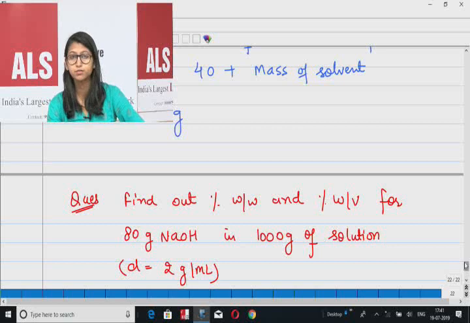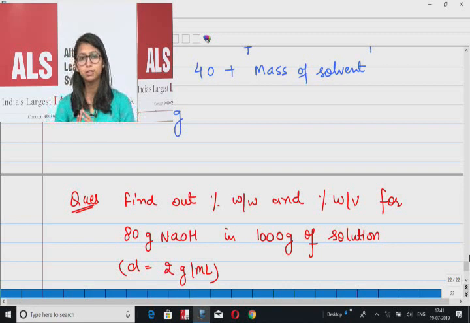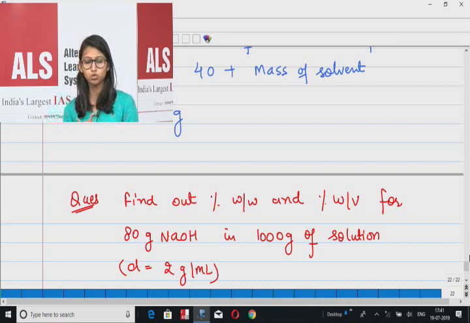This is the question in front of you, everyone. This time you have to find out the percent W by W and the percent W by V also for 80 grams of NaOH which is present in 800 grams of solution. I know that you people will very easily do the first part. For the second part you will be requiring the density, that is why I have given the density there. Try it, tell me the answer for both of them quickly.